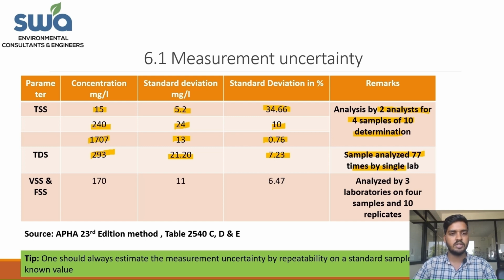For VSS and FSS, the concentration was 170 milligram per liter. The standard deviation derived was 11 milligram per liter, which in percentage is 6.47%. This sample was analyzed by 3 laboratories for 4 samples and 10 replicates. Okay, so this was the data of measurement uncertainty, or you can say the standard deviation. The source of the information is APHA 23rd edition, method 2540 C, D and E. So this was it about the measurement uncertainty.